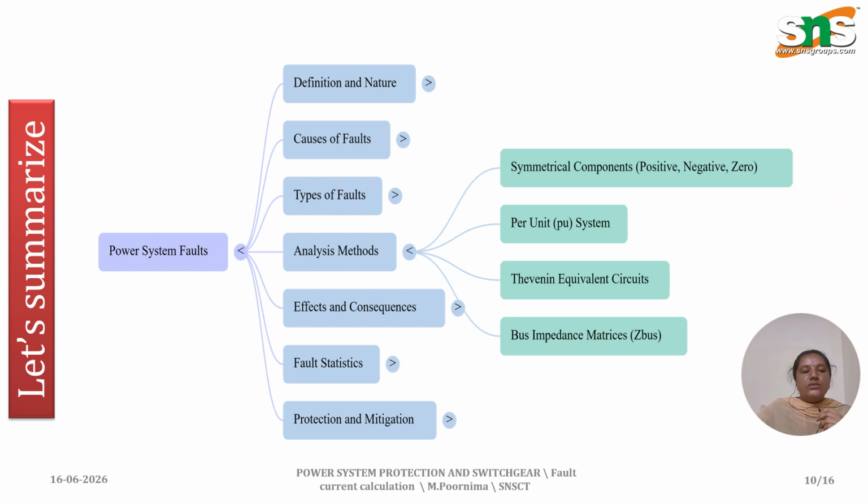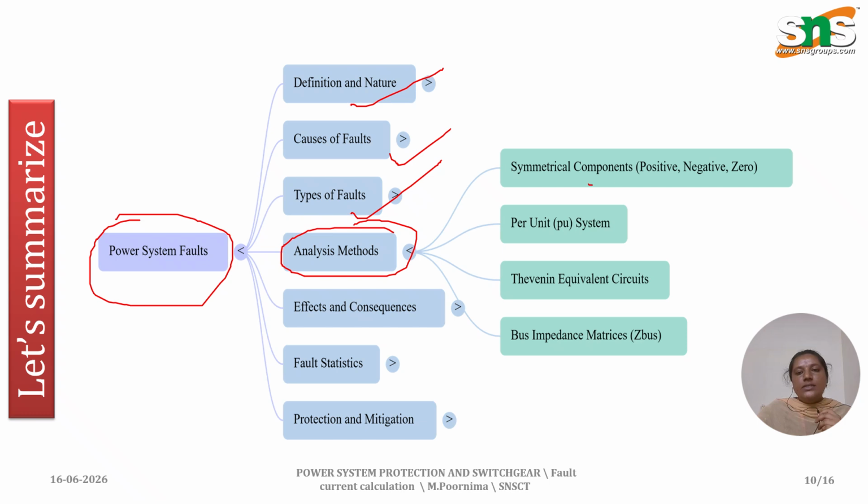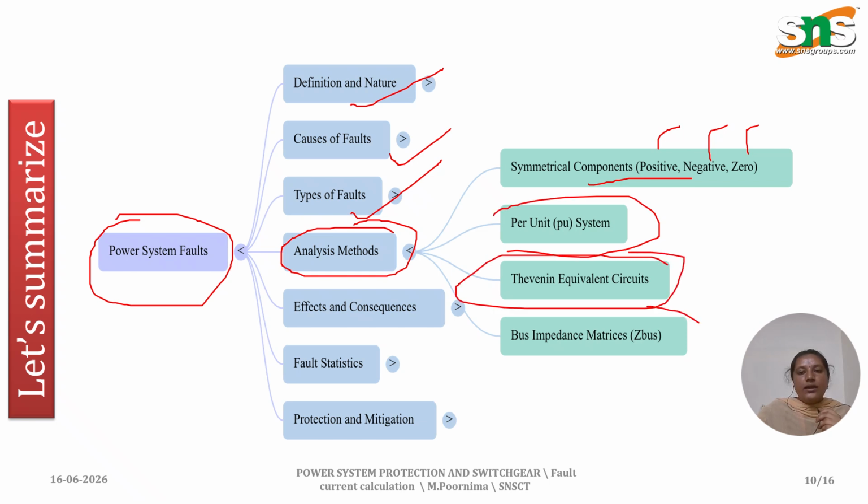Finally, to summarize, when a power system fault occurs, it mainly depends upon its nature. We have discussed the causes of the fault and the types of faults, and here comes the analysis: how we analyze the fault current. We analyze the system components by positive, negative or zero sequence, per unit systems, Thevenin's equivalent circuits, and bus impedance methods. With these methods we analyze the fault.